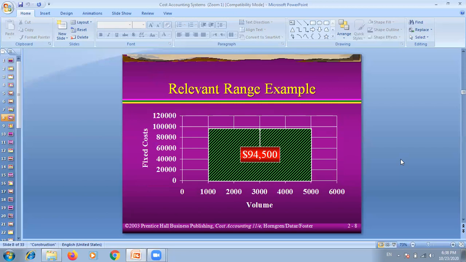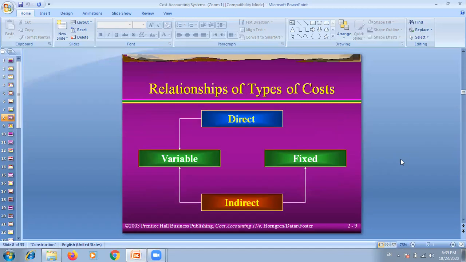Relevant range: I told you that suppose the 94,500 as fixed cost will be paid from 1,000 bike production to 5,000 bike production. So before 1,000, I don't know how much fixed cost. After 5,000, I don't know how much fixed cost. But within the 1,000 to 5,000 as a range, I'm sure that fixed cost will be 94,500. This is called a relevant range.